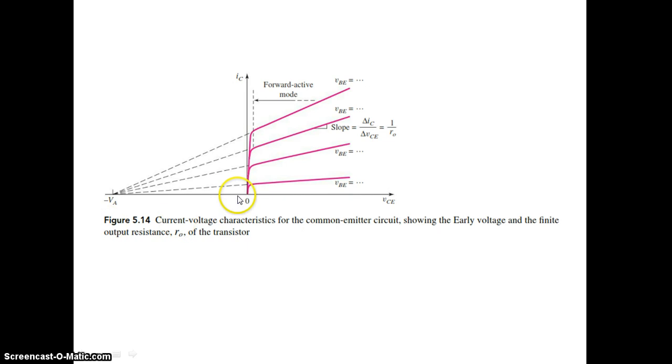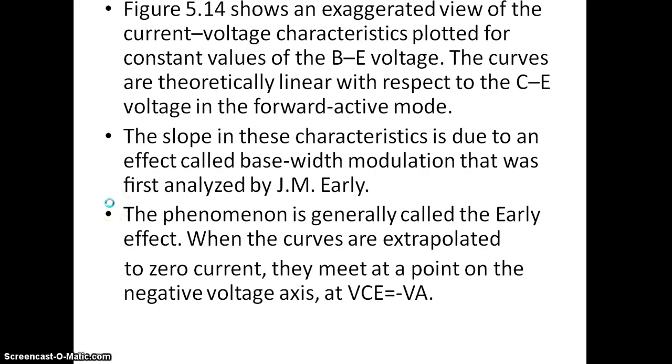So if the collector emitter junction is not reverse biased, that is, if VCE is less than VBE on, the collector current drops to 0 very quickly, and it converges to the point VA. This is called the Early effect.